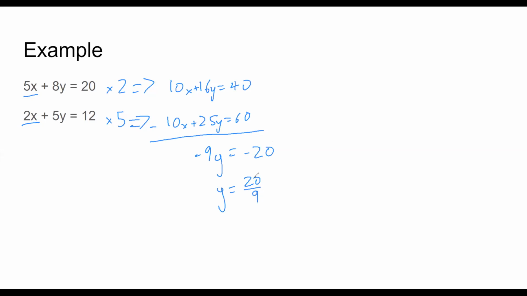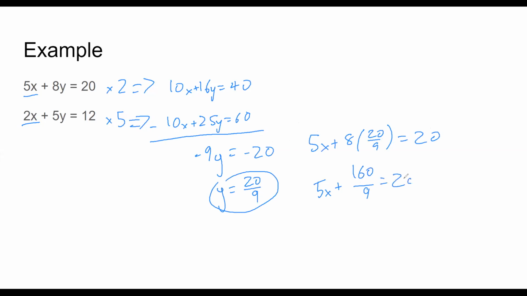And then once we know y equals 20 over 9, we plug it into our other equation, 5x plus 8 times 20 over 9 is equal to 20. And then we just do the math here. I'm kind of cheating because I did this on a calculator, so I don't have to do fractions in my head. 60 over 9. 5x equals 20 over 9. X is equal to 4/9. So our answer is 4/9 and 20/9.